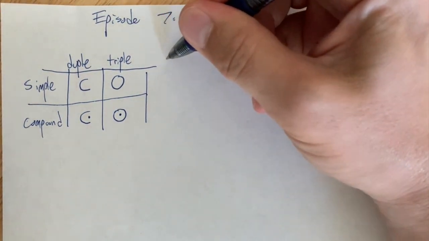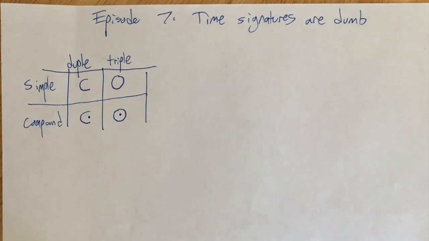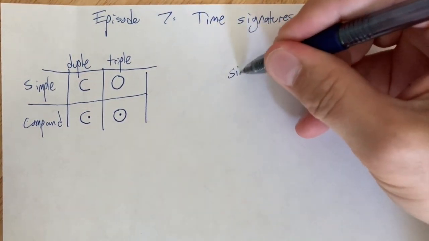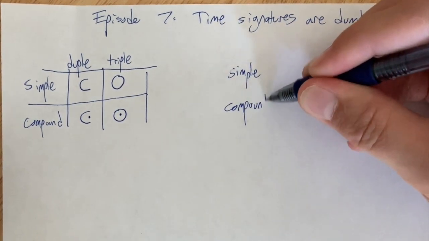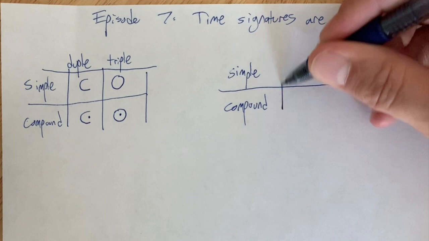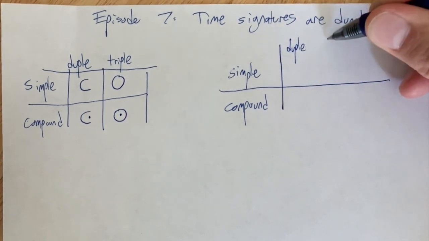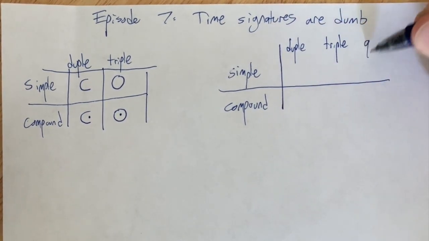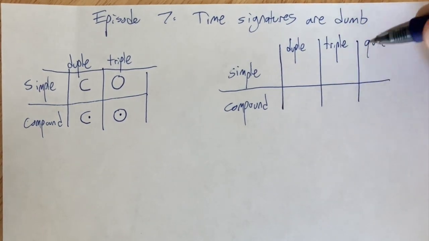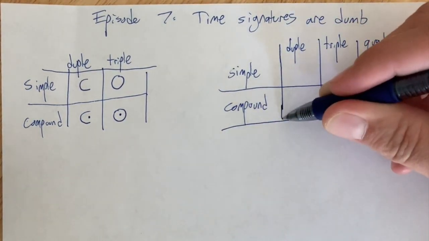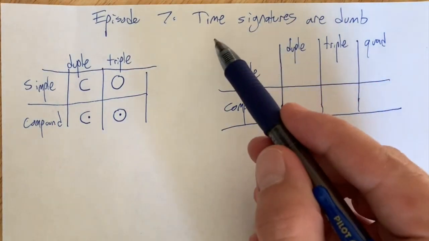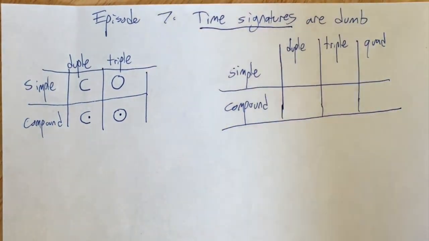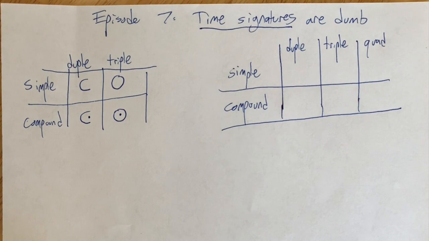They didn't really have quadruple meters back then, but we do now, and actually now we have a slightly more complicated picture. We have our simple and compound meters, and we have duple, triple, and quadruple meters. And I'm just going to go through and tell you probably the most common time signatures. Time signatures, that's the subject of the day. Time signatures are what we do today.